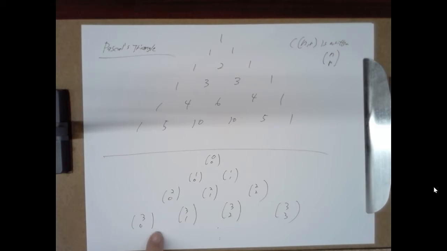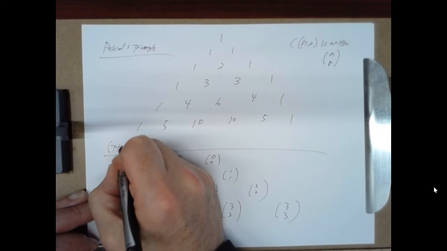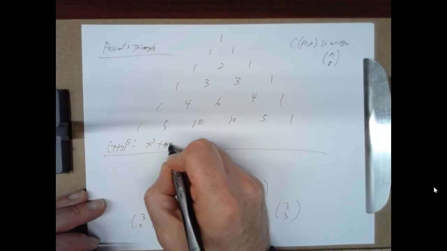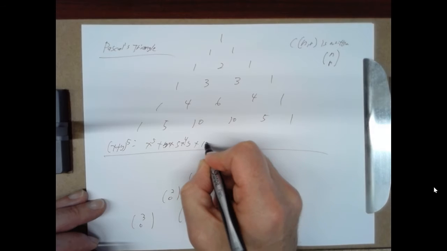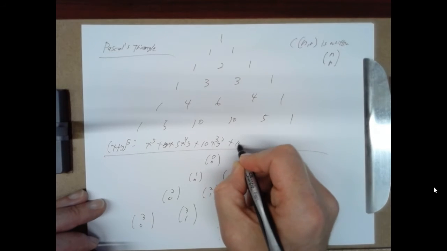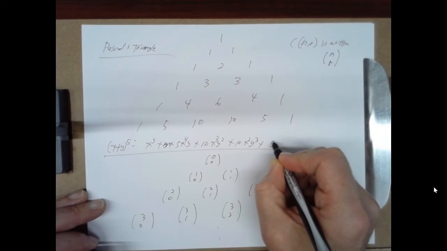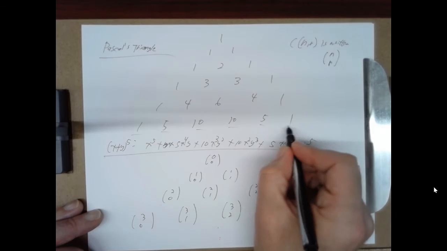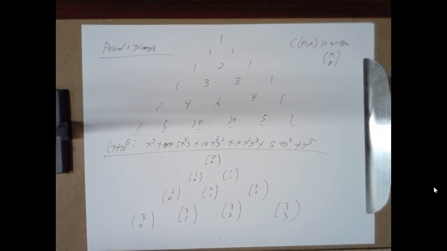So these are the coefficients of binomial expansions. We can pull those right out of Pascal's triangle. So if we want to know what (x plus y) to the fifth is, it's just x to the fifth plus 5 x to the fourth y plus 10 x cubed y squared plus 10 x squared y cubed plus 5 x y to the fourth plus y to the fifth. And I just pulled out the coefficients from that sixth row of Pascal's triangle, because that's exactly the combinations of 5 taken r at a time.